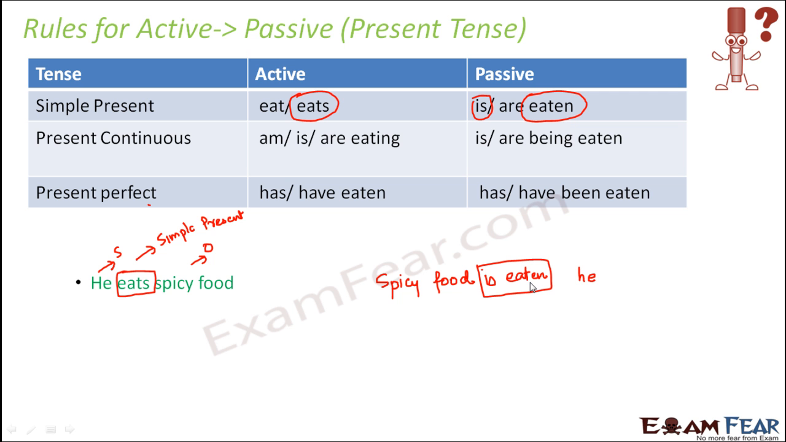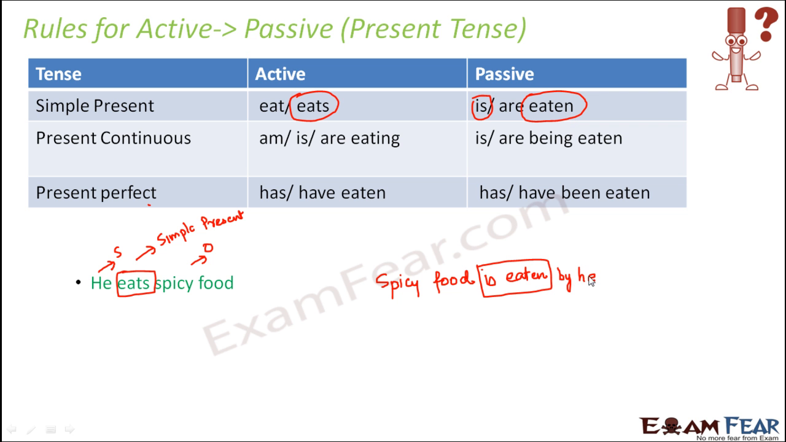And what is our step 3? Insert by before the doer of the action. So doer of the action is he. So before he, you will include by. Now let us read out the full sentence. It is spicy food is eaten by he. So is it correct? So by he is not correct.